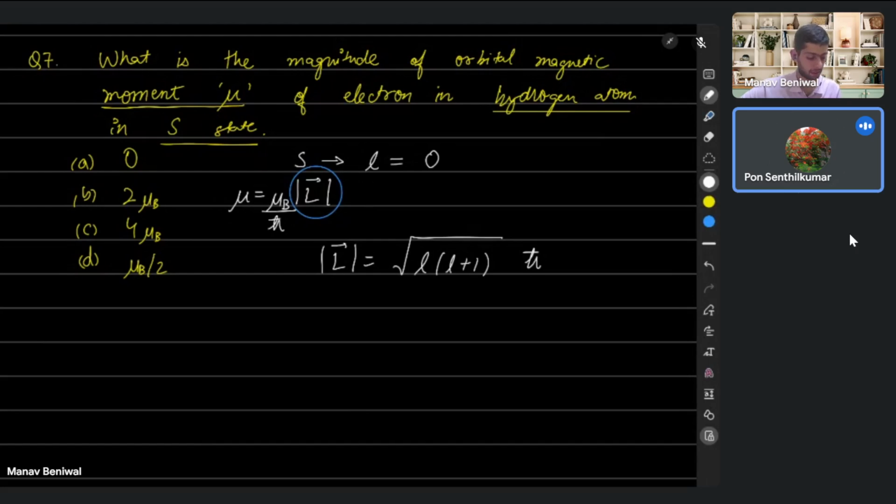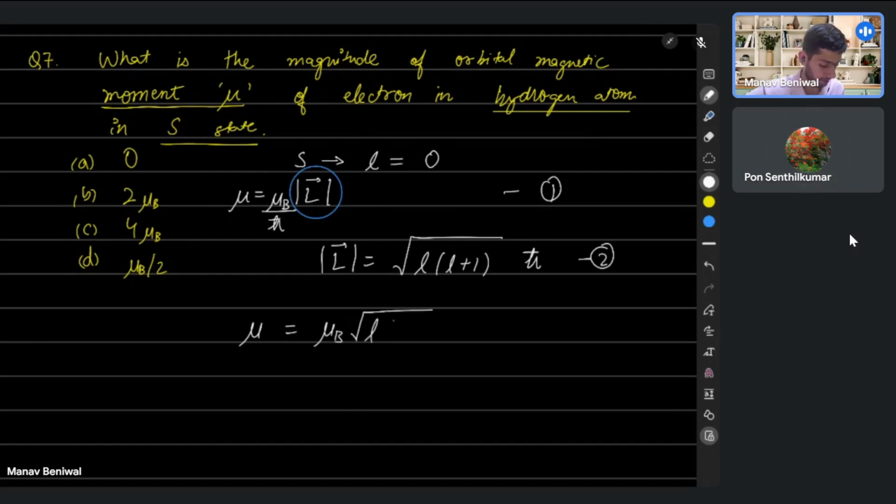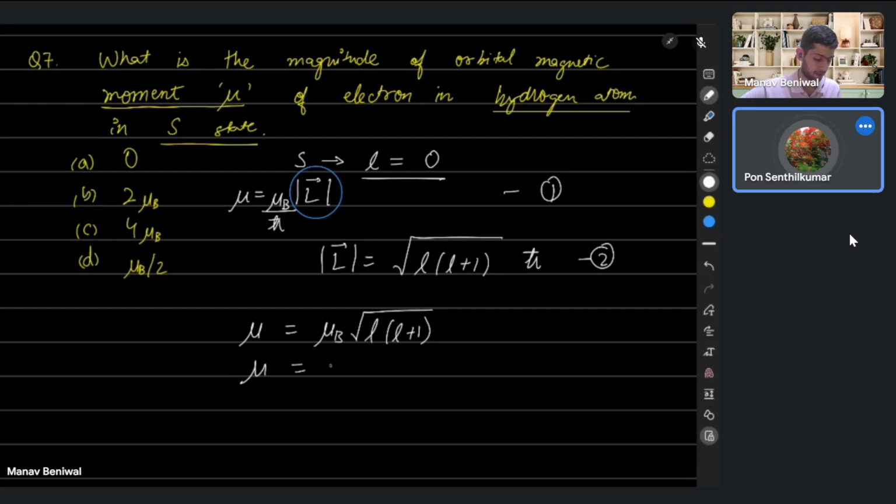So if we put equation 2 in equation 1, we can write mu as mu b. This h cut will cancel, right? And this will become this. So this is the formula now. And what is the value of L? L is 0, sir. So if you put 0 here, mu will be 0. Answer is 0. So answer is A. Okay, good, good. So this means you have understood, right? Yes, sir. Okay. So you can solve such problems. Good.